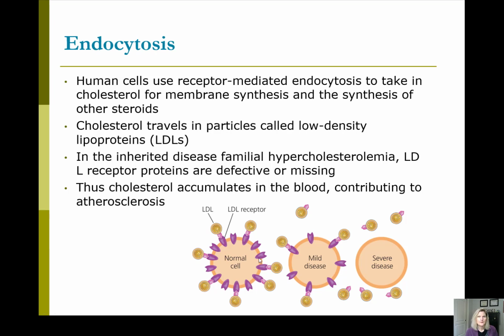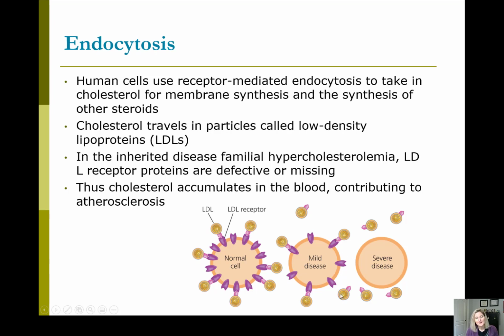Where does it get processed again? The smooth ER. Okay, but if you don't have those receptor sites because you have this genetic condition, hypercholesterolemia, it's going to make it harder for your body to process those LDLs. So they end up gunking up your plumbing, basically, your blood vessels.